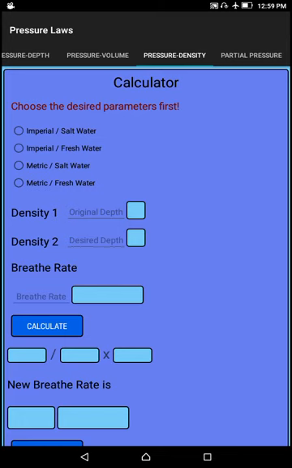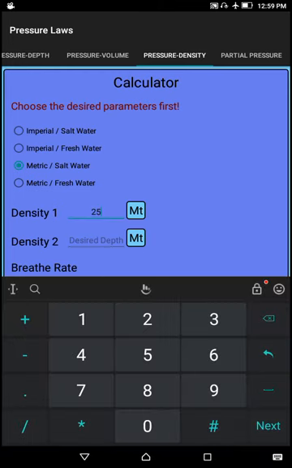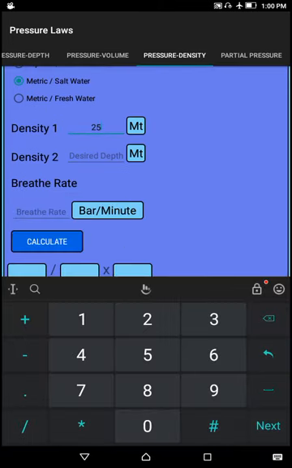First one will be metric. Diver presses 4 bars per minute on 25 meter depth. How much air the diver will press on a depth of 35 meter in salt water? I know that I'm using metric and salt water, so please metric salt water first. Then the first depth will be 25 meter where the diver exists. Second depth where the diver will go, it will be 35 meter.